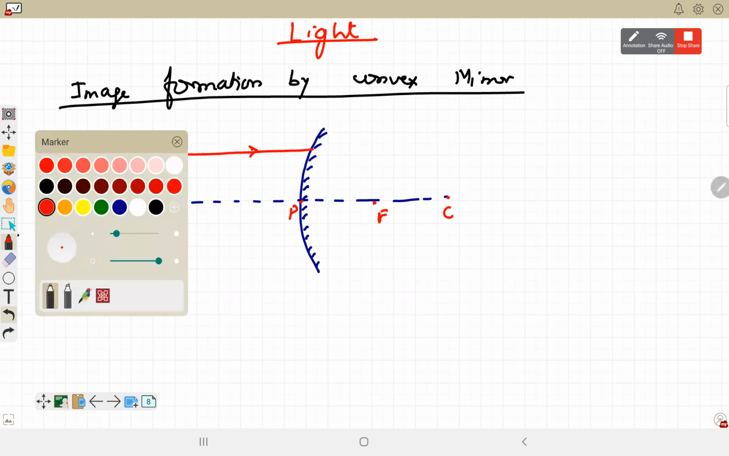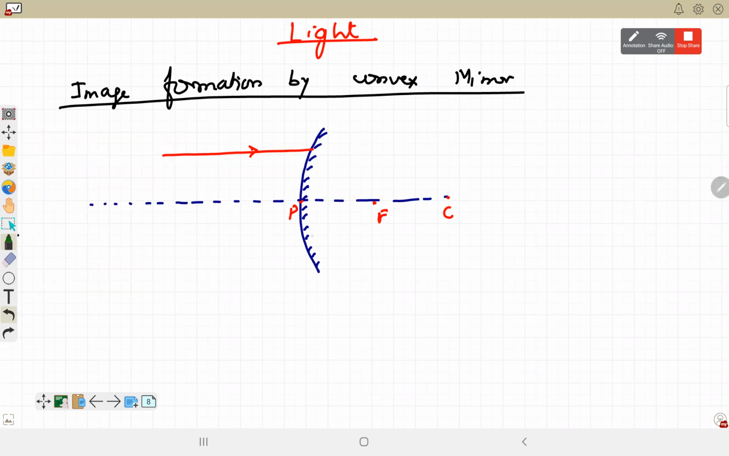Focal length, the distance measured from the pole in the direction of light, is positive. So the focal length of a convex mirror is positive. The behavior of a convex mirror is diverging. The light rays that come on the convex mirror get diverged, so it is behaving like a diverging mirror.